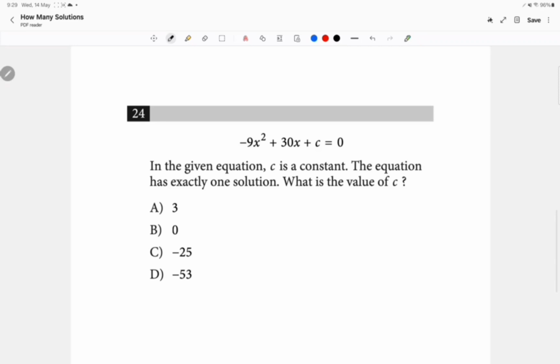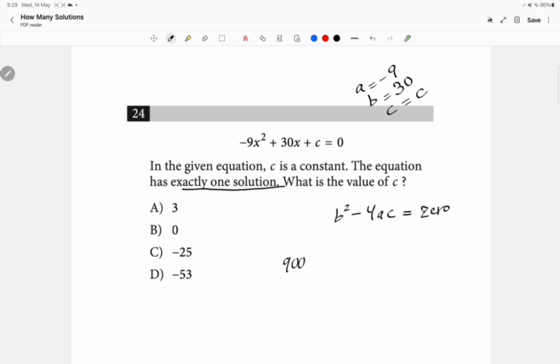Okay. This is a quadratic equation, and it says we have exactly one solution. For a quadratic equation with one solution, you will do b squared minus 4ac is equal to 0. That's what one solution means, equal to 0. So a is the coefficient of the x squared, which is negative 9, b is the coefficient of the x, which is 30, and c is the coefficient of the number alone, which is just c.